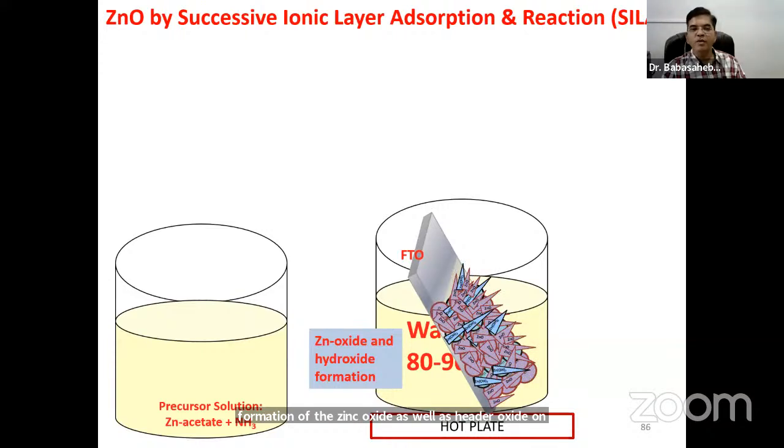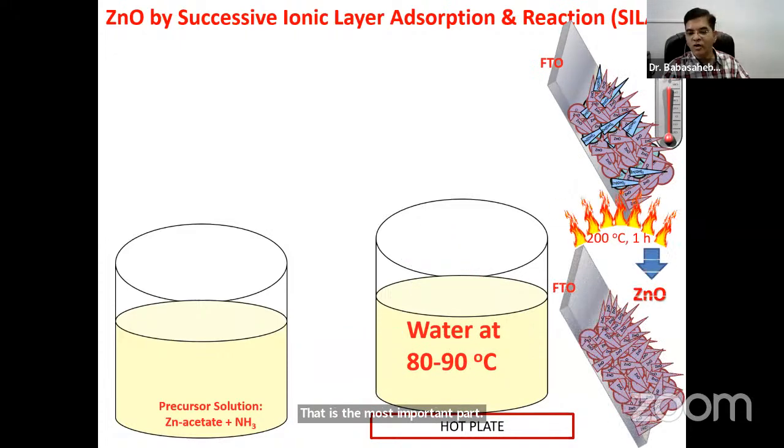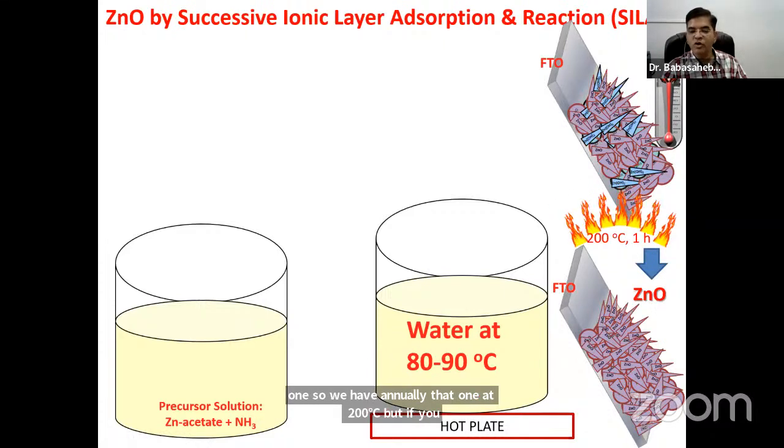But for dye-sensitized solar cell application, you should have a pure oxide. Pure means what? Without any hydroxide part. That is the most important part. For that, we got some hydroxide inside, so we annealed it at 200 degrees Celsius. But if you are using titanium dioxide, you have to anneal it at 450 degrees Celsius.